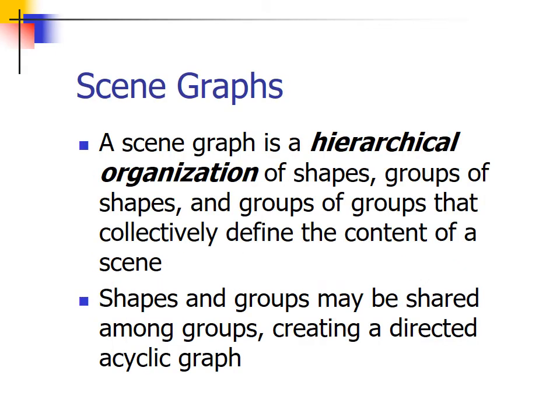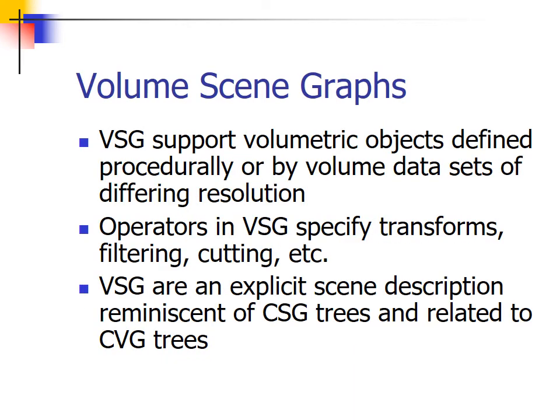A scene graph is a hierarchical organization of shapes, group of shapes, and groups of groups that collectively define the content of a scene. Shapes and groups may be shared among groups, creating a directed acyclic graph. Volume scene graphs support volumetric objects defined procedurally or by volume datasets of different resolution. Operators in VSG specify transforms, filtering, cutting, and so on. VSG are an explicit scene description reminiscent of CSG trees and related to CVG trees.